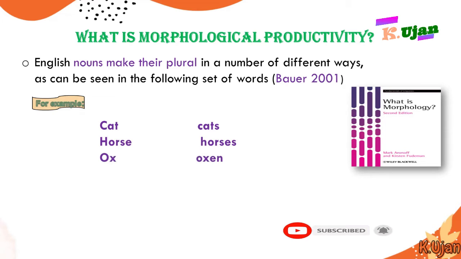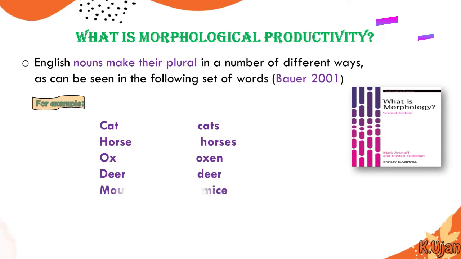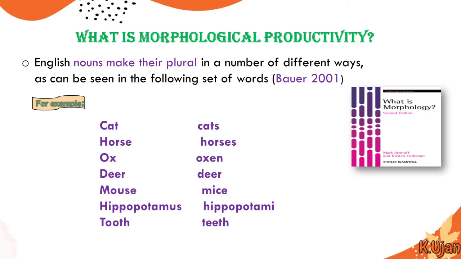Now this is a different way of making a singular into a plural. Or the word deer, its plural is deer. The word mouse, its plural is mice. The word hippopotamus, its plural is hippopotami, or the word tooth, its plural is teeth. So there are different ways of making plurals out of singular nouns in English. This different way is part of that morphological productivity or process.